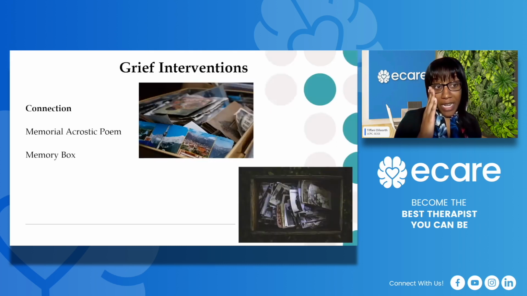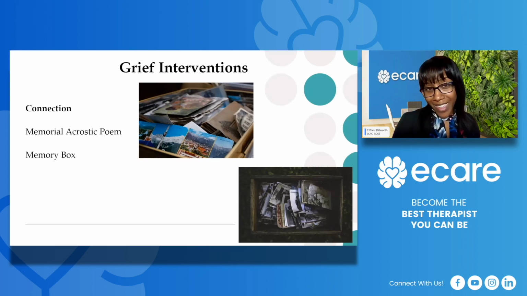And so next one is about connection. I know we talked about that a little bit earlier, but connection can go a long way in the healing process. And there's the memorial acrostic poem. So basically we have our client write down the person's name and each letter of that person's name represents a word that describes the person.